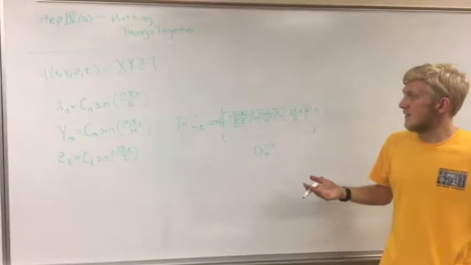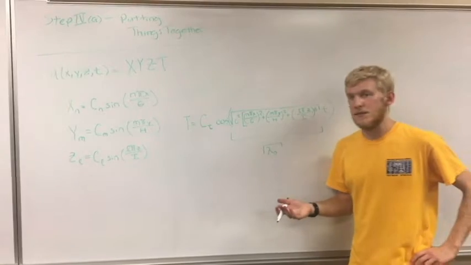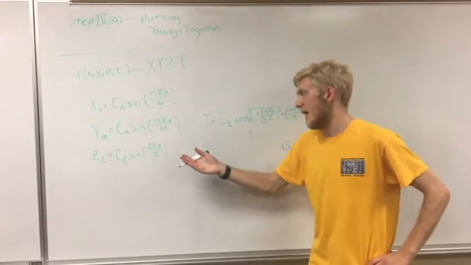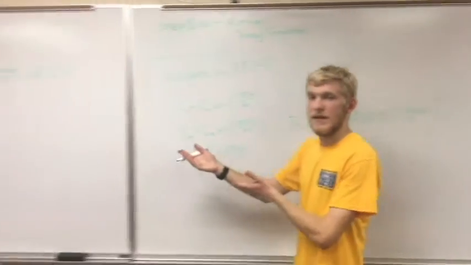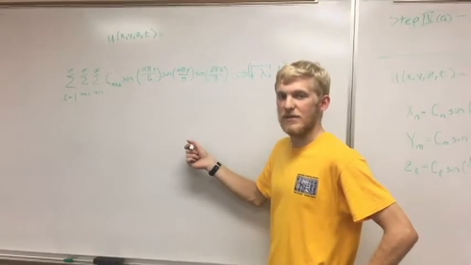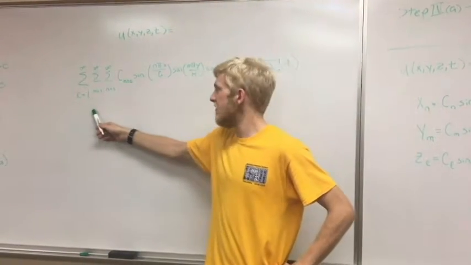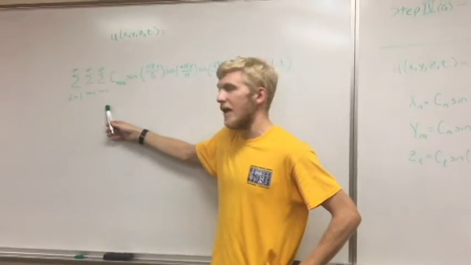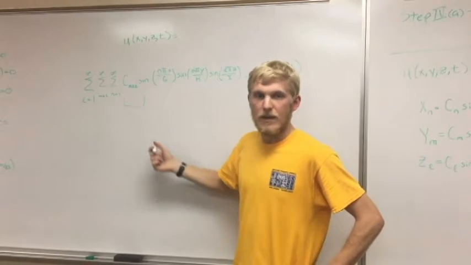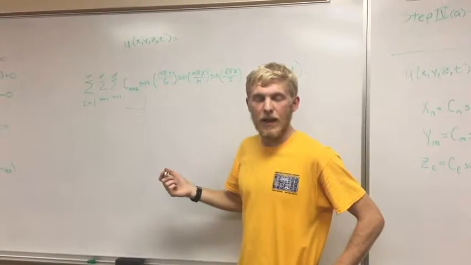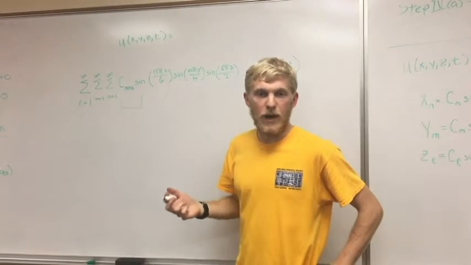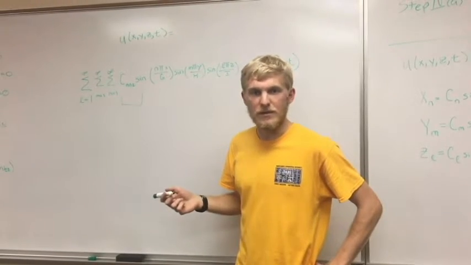From before, we see that we were trying to find our equation of u in terms of x, y, z, and t, and we've found X_n, Y_m, Z_l, and T. So now we just come over here, and we plug all of those equations into a triple series of the sum of l equals 1 to infinity, m equals 1 to infinity, and n equals 1 to infinity, where this constant here, c_nml, can be solved by applying the second initial condition, where u of x, y, z, 0 is equal to some function of x, y, z.